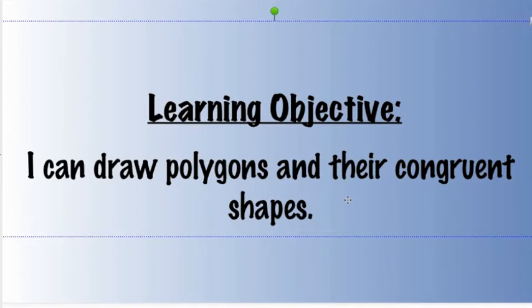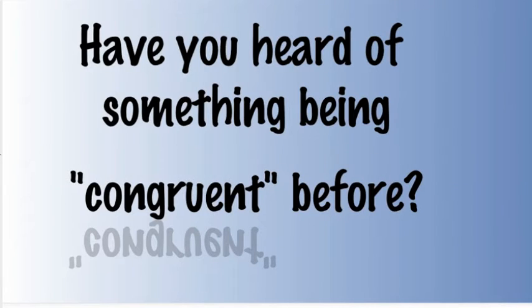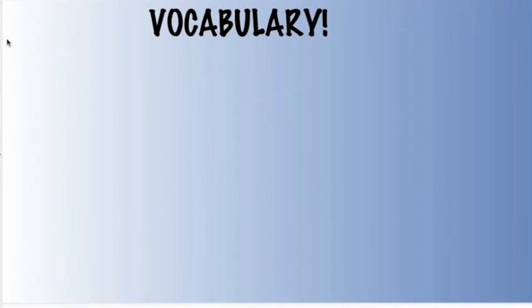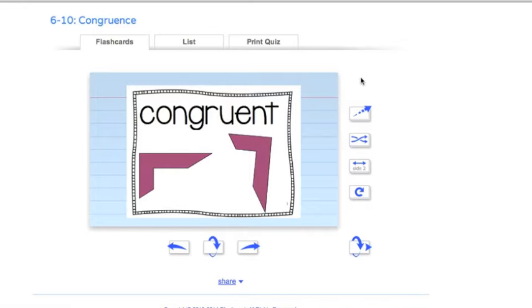Today your learning objective is to draw polygons in their congruent shapes. So I'm wondering, have you heard of something or anything being congruent before? It's kind of a fun word to say. Well, let's take a look at our vocabulary. Once again, these are all available on the Unit 6 page under Unit 6 vocabulary.